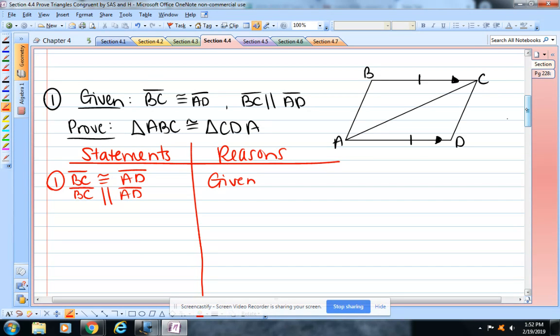Is there anything else that I can say is congruent in this picture? That's what we got to do. We only have one side congruent. So I either need some more sides or more angles congruent. AC and AC? Did somebody say that? AB and DC? How can I say they're congruent? Can't use that.